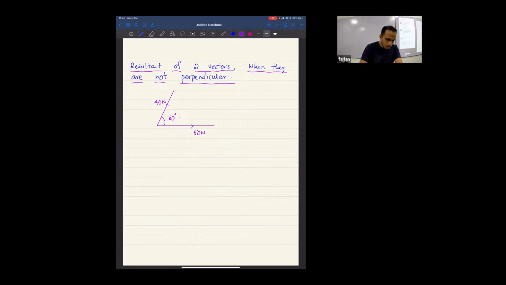We use a method called scale diagram. First we decide on a scale. I will use a scale of 10 newtons equal to 1 centimeter. So 50 newtons is 5 centimeters, and 40 newtons is 4 centimeters. Correct? So 50 newtons is to the right, so I will draw a line of exactly 5 centimeters.